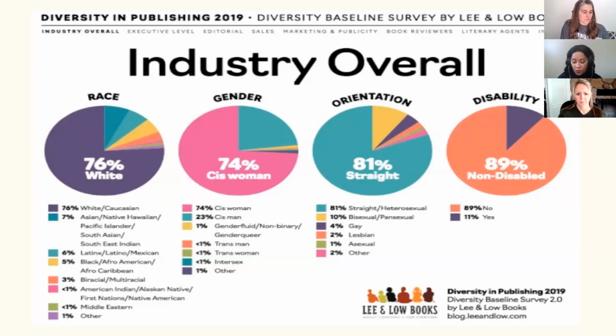As I mentioned before, the CCBC is an organization that is kind of like a watchdog, looking at how diversity is portrayed in books in a positive way. This is the overall industry according to race, gender, orientation, and disability. And you can visit Lee and Low Books. They have lots of additional information on diversity and diverse literature.